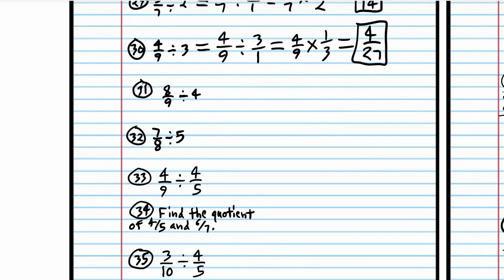So now why don't you try 31 and 32. Those are going to be division by a whole number also. Pause the video, and when you come back, we'll do it together.